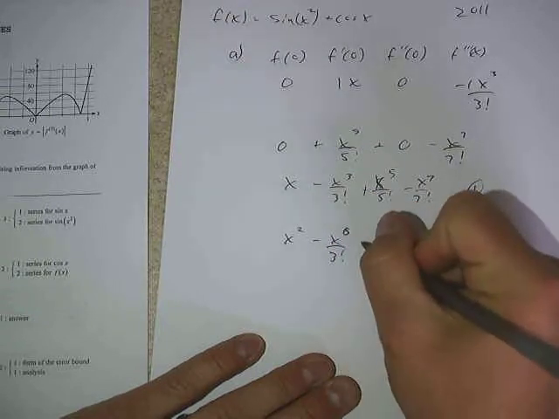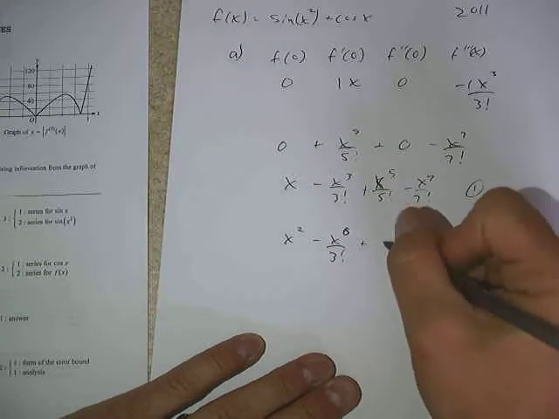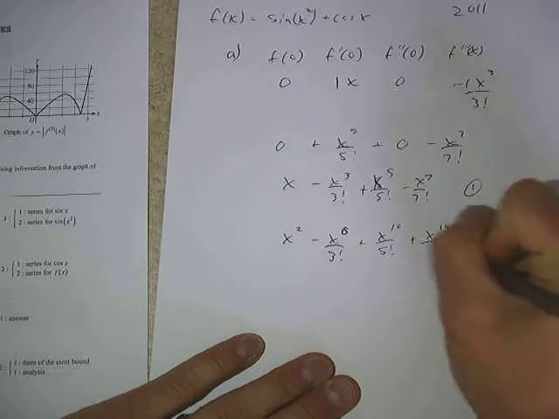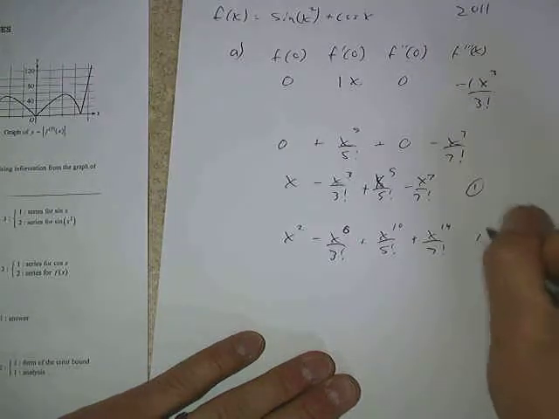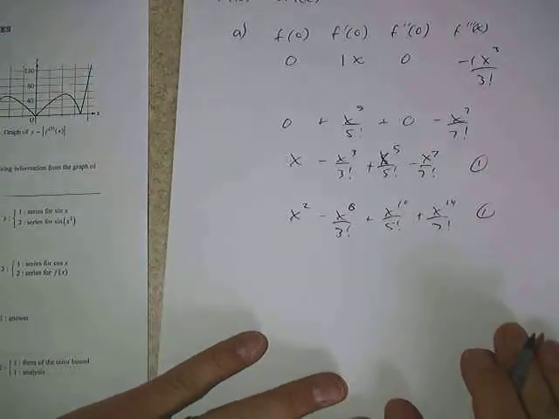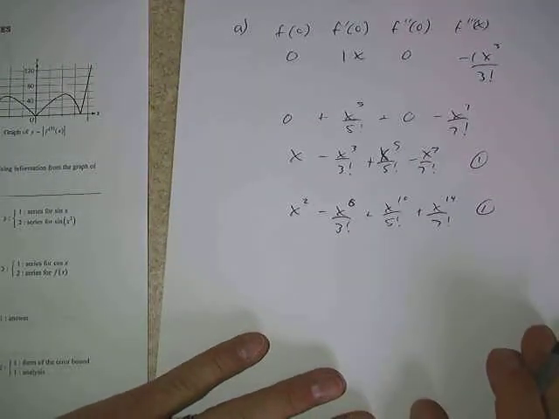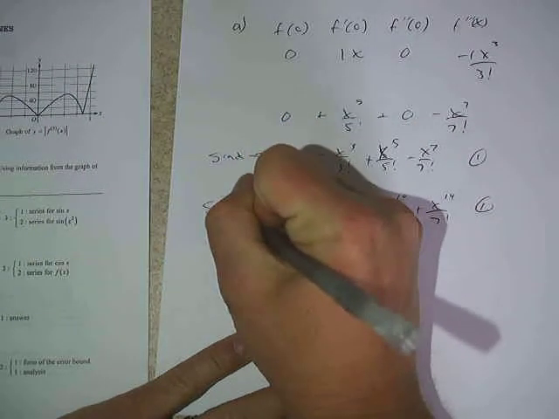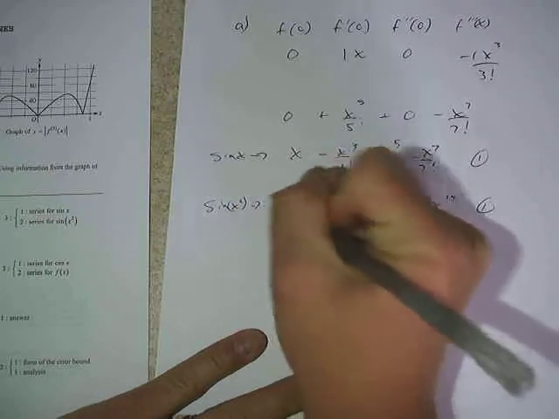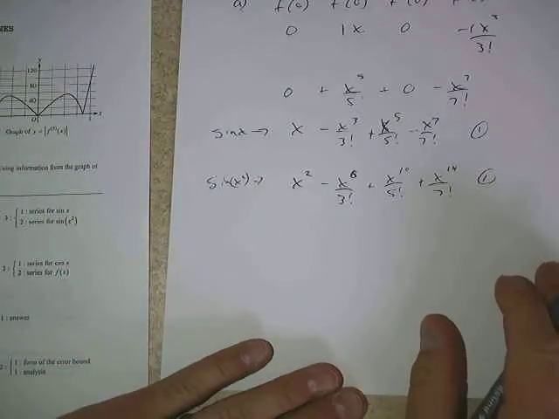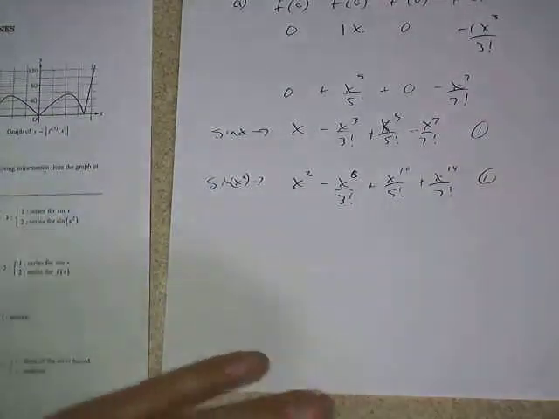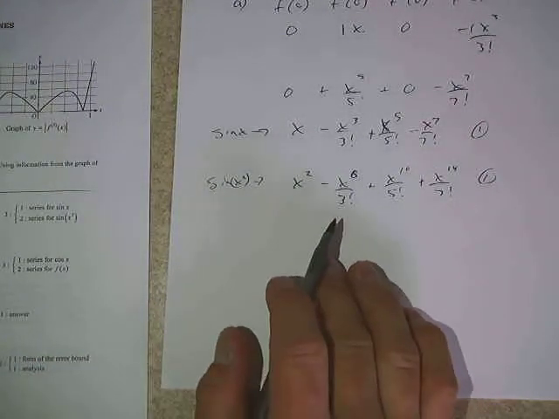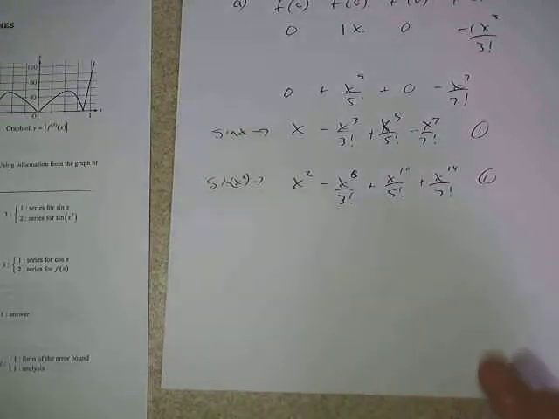Alright, and next it says write the first four non-zero terms of the Taylor series for sine of x squared about x equals 0. And ultimately we know that if we have the sine already, what are we going to do with the x squared to get our new one? Plug it in for x. So ultimately we should get x squared. This will be x to the sixth over 3 factorial. And then x squared in here would give us x to the 10th. x squared in here would give us x to the 14th. And if we do that correctly, we get another point.